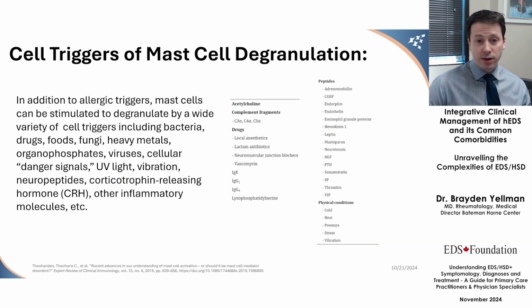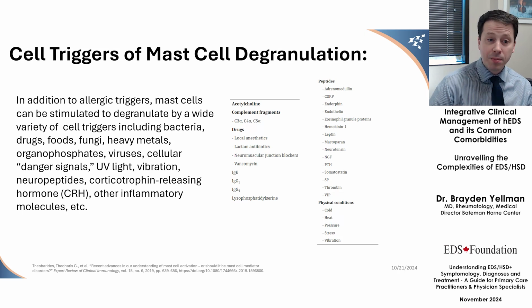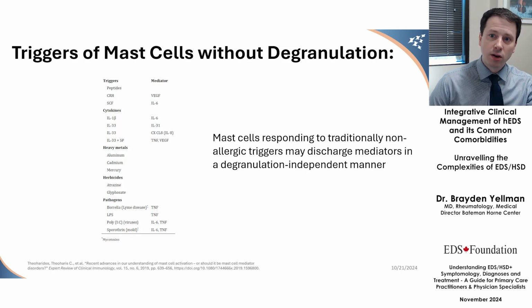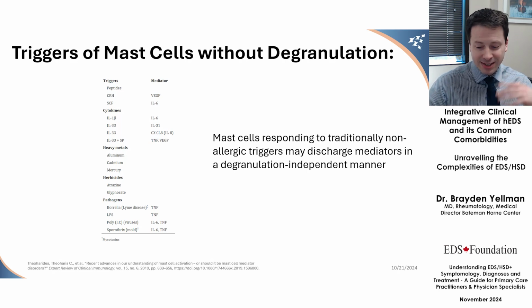So in addition to allergic triggers, mast cells can be stimulated to degranulate or release their inflammatory cascade by a wide variety of cell triggers. And these can be anything from bacteria, drugs, food, fungi, heavy metals, organophosphates, viruses, cellular danger signals, even things like UV light in the sun, vibration in the environment, and the list goes on and on. But also, mast cells can be triggered by other mechanisms as well that trigger release of inflammation without traditional degranulation of those mast cells. So they actually can release an entirely different host of inflammatory responses in a degranulation independent manner with different triggers.